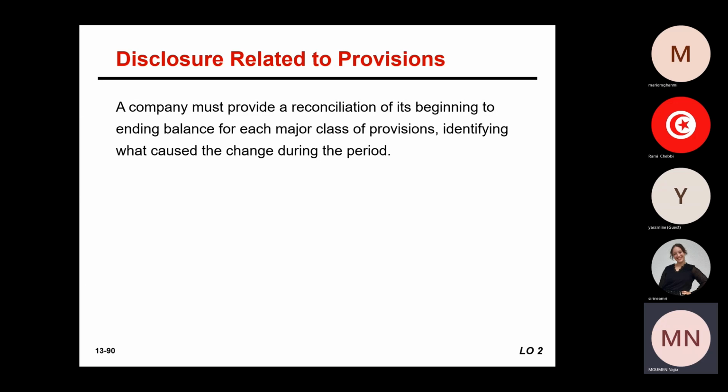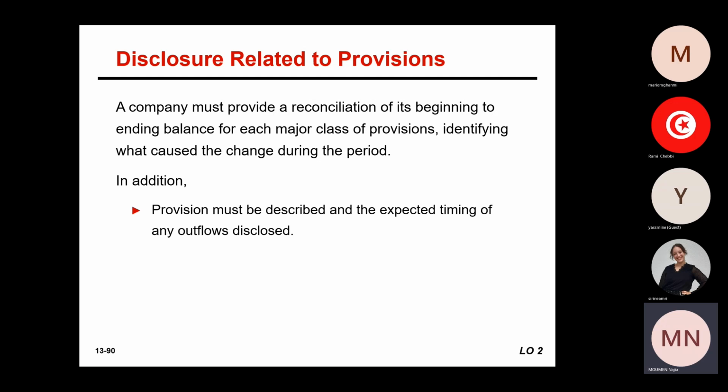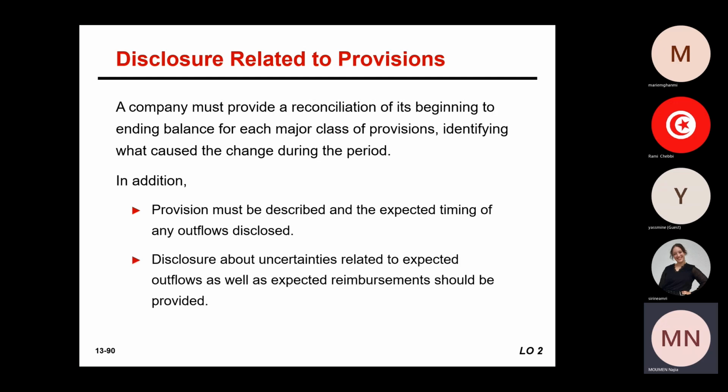For example, you have recorded a litigation cost for $500,000, then you increase that to $700,000. So you are not actually free to play with these provisions and increase or decrease expenses and liabilities as it pleases you. You should provide really detailed motivations for why you made those changes during that period. Also, you should provide a full description of these provisions and any expected timing of outflow that should be disclosed.